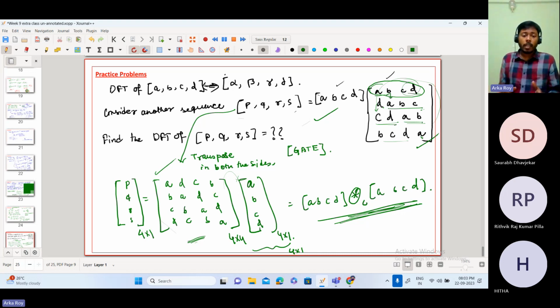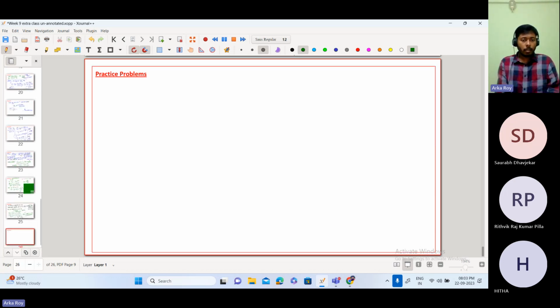That is what we do in practical cases. For example, when you have to write the code in MATLAB or in Python, we use these sort of relations. So this is nothing but the circular convolution between A, B, C, D and A, B, C, D. So I can write that P, Q, R, S is basically the circular convolution of A, B, C, D with itself, that is, x[n].